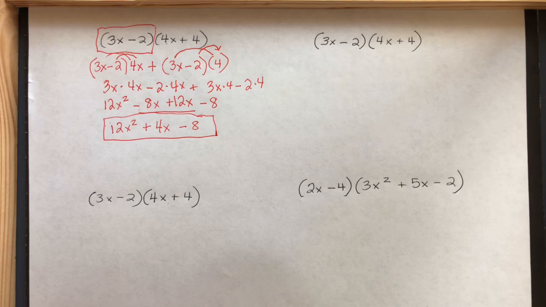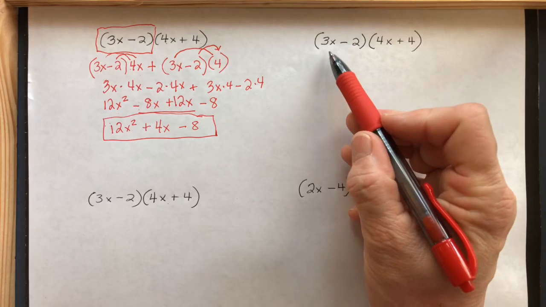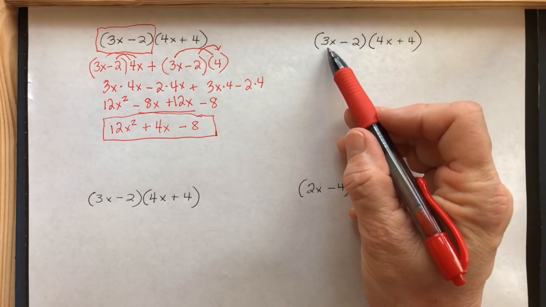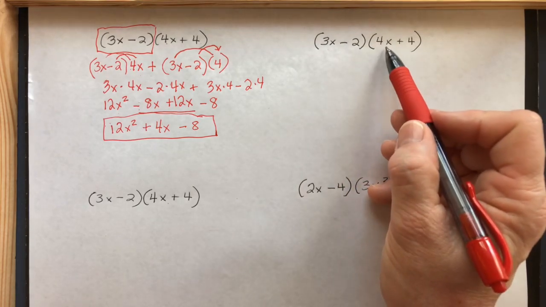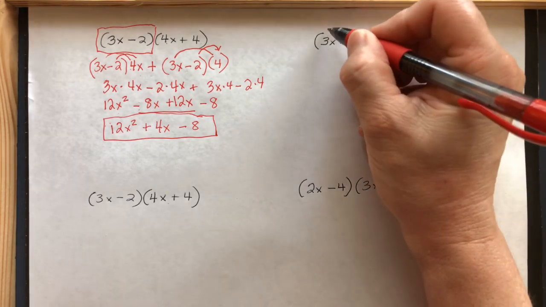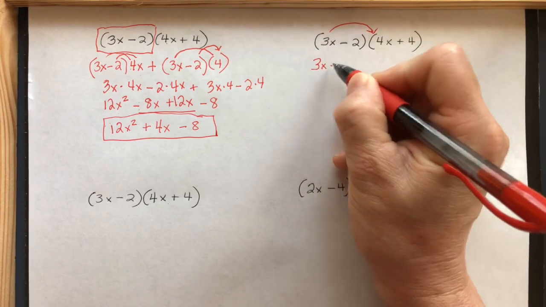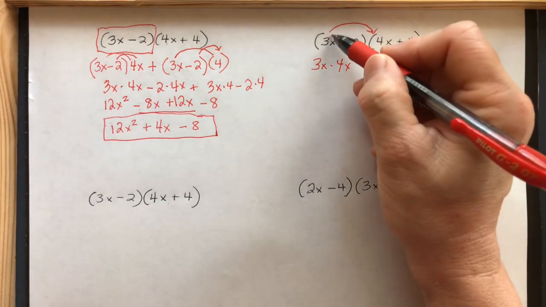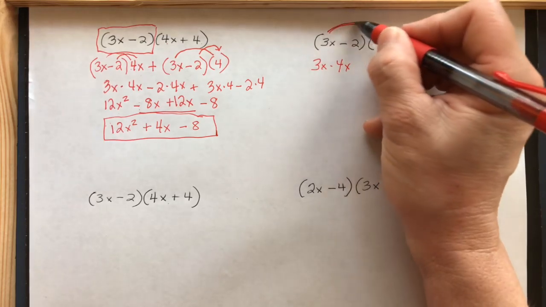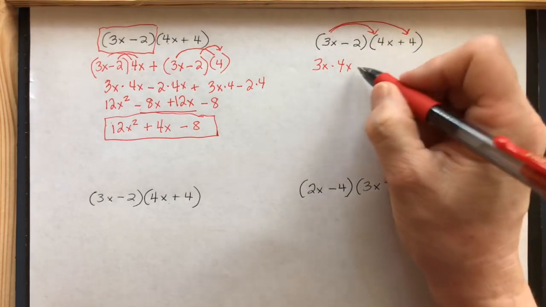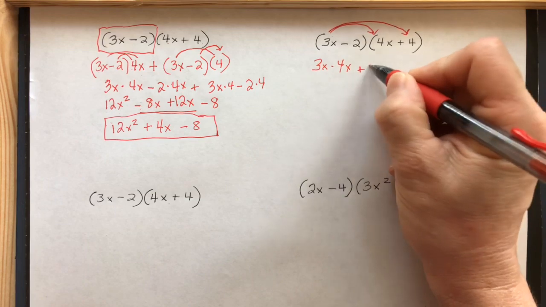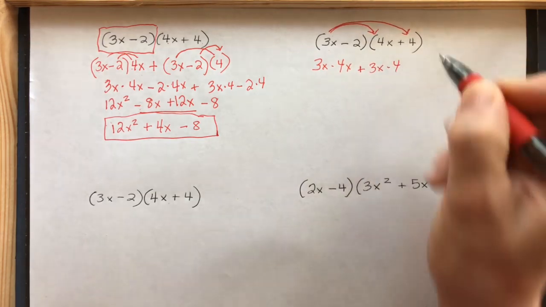Let's look at another way to multiply these binomials. You may have heard of FOIL, but I'm not going to talk about FOIL yet. I'll talk about FOIL in a minute. Okay, what we're going to do first is multiply this 3x times everything in here. So I'm going to multiply 3x times 4x, and then I'm going to multiply that 3x times 4. So it's plus 3x times 4.